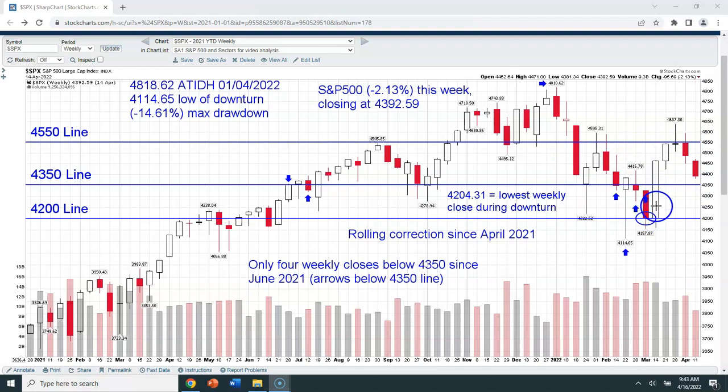Now, this felt like a bear market rally to me, even though technically we have not been in a bear market for a couple of years now. The maximum drawdown, 4818.62 down to 4114.65. So here's our all-time intraday high here on January 4th of this year, and we pulled back to as low as 4114.65 on February 24th.